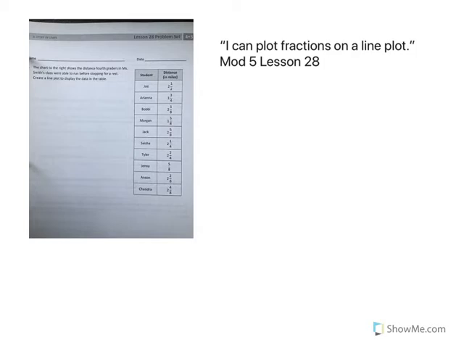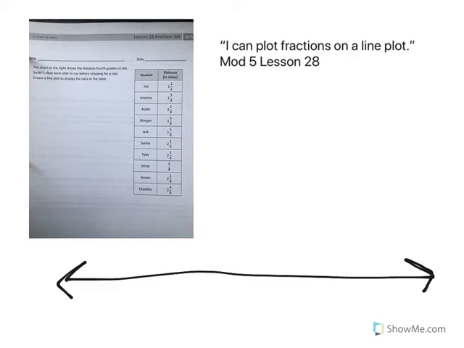So you might be asking, well, Ms. Hawkinson, what is a line plot? A line plot is just a fancy word for a number line, okay? And our number line is going to need to include all of these measurements, okay?